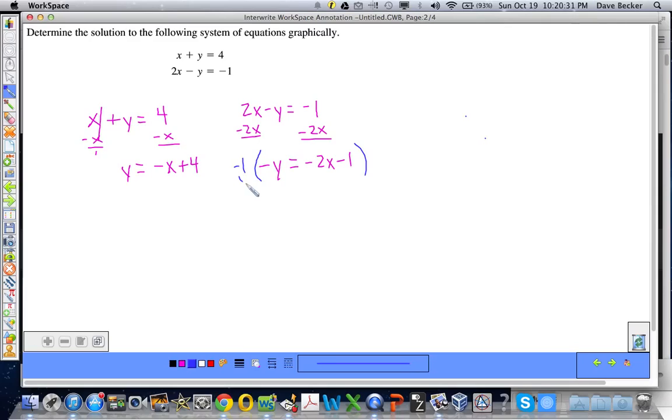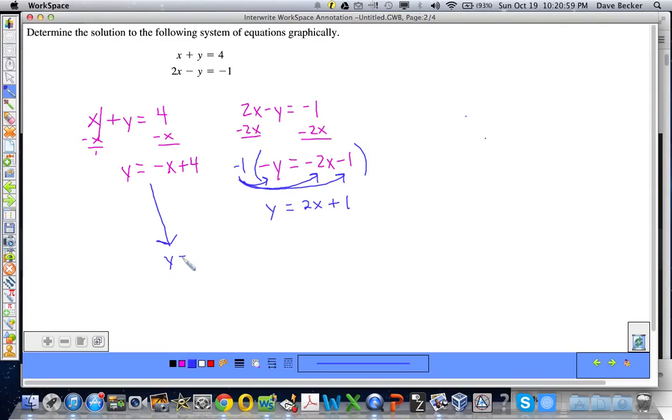So negative 1 times negative y is positive y. Negative 1 times negative 2x, don't forget your equal sign, is positive 2x. And then negative 1 times negative 1 is positive 1. So my new system, I have this guy. It's the same. It's not a new system. I just have rewritten it so I can graph it.